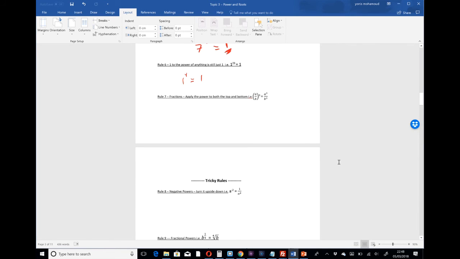And rule number 7 says when you have fractions, apply the power to both the top and the bottom, i.e. a over b to the power of 3 is equals to a to the power of 3 over b to the power of 3. So let's just say that I had 2 over 3, and I'm going to do that to the power of 2. So what I'm going to have to do is 2 over 3 times 2 over 3.